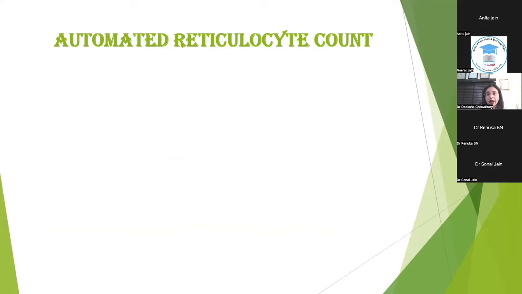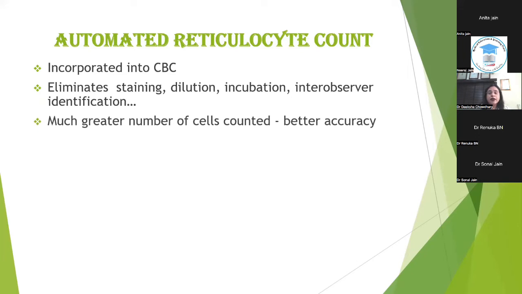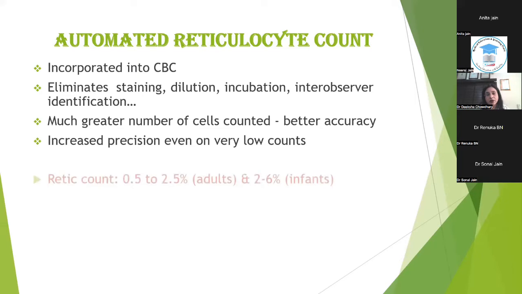So now what we have is automation in reticulocyte count. So what are the advantages of automation? First of all, it gets incorporated into the CBC itself. Then all the problems like making the slides, staining, dilution, incubation, and inter-observer identification are gone. Then the analyzers can count a much greater number of RBCs, and this leads to better accuracy. Increased precision is seen even on very low reticulocyte counts.